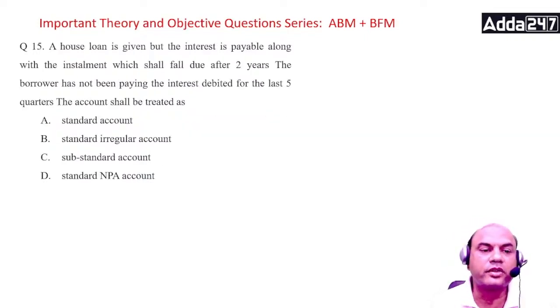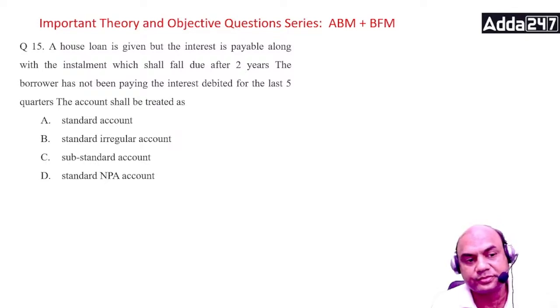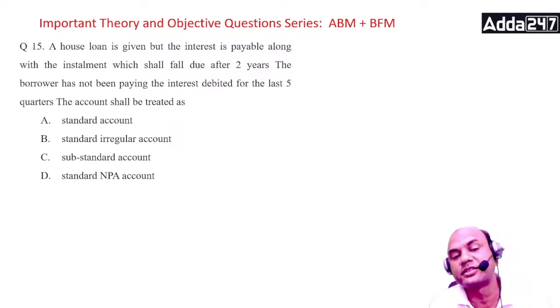A housing loan is given, but the interest is payable along with the installment, which shall fall due after 2 years. The borrower has not been paying the interest debited for the last 5 quarters. The account shall be treated as.